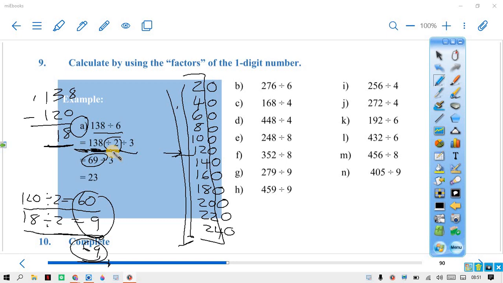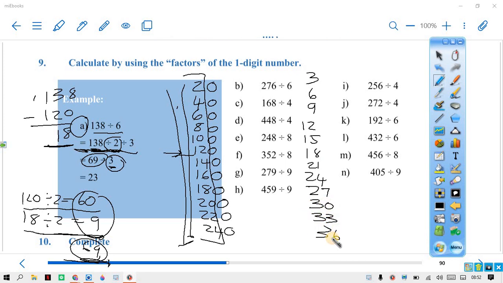Now we're going to take this answer, 69, and we want to divide it by 3. It's repeating your same steps of division. When we divide, your first step is to write out your times table. So write out your times tables of 3. I'm going to put it here. 3, 6, 9, 12, 15, 18, 21, 24, 27, 30, 33, and 36.